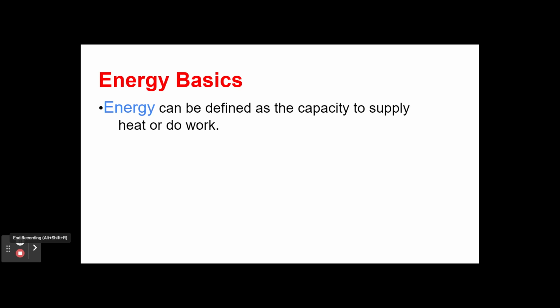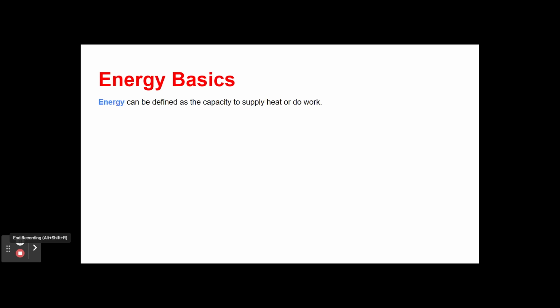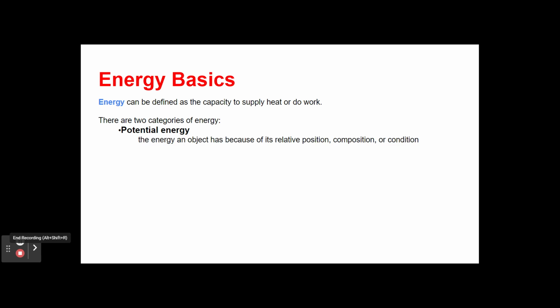When we talk about energy, we first need to have a working definition. Energy can be defined as the capacity to supply heat or to do work. There are two categories of energy: potential energy, which is the energy an object has because of its relative position, composition, or condition, and kinetic energy, which is the energy an object possesses due to its motion.